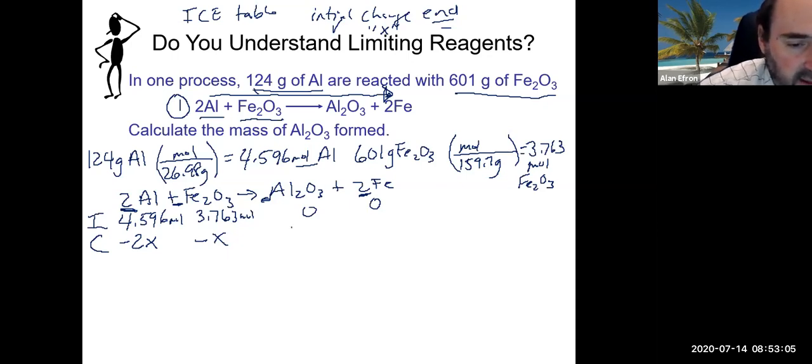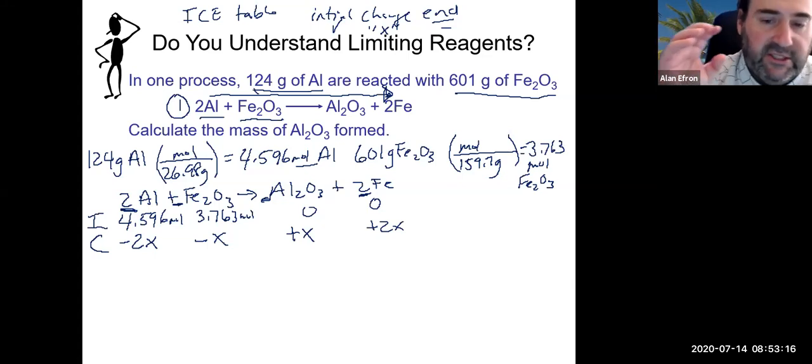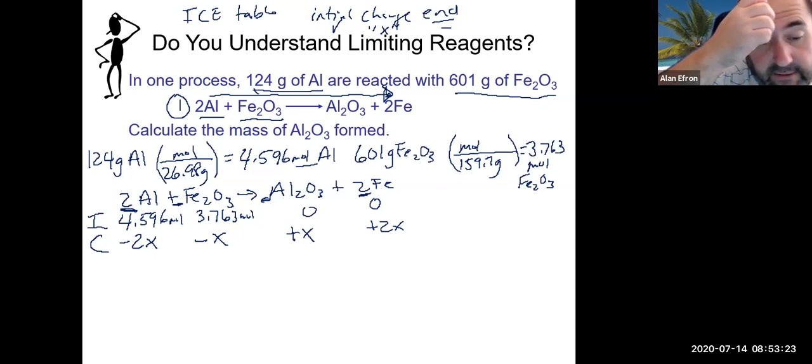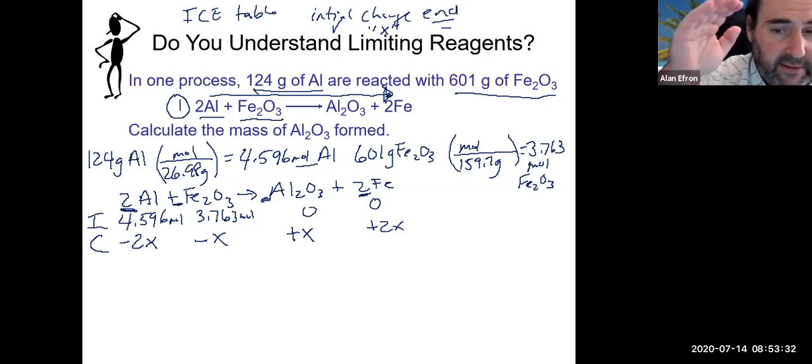On the product side, it would be plus x, coefficient is 1, and plus 2x, coefficient is 2. So really important when you do an ICE table and you get to the change part, you actually do need to take the coefficients into account, because when you do so, you're basically doing the correct mole to mole relationship. If you don't do that, then your answer is going to be wrong, because it's basically the same step as when we did the mole to mole conversion. That's what those coefficients will do for you.